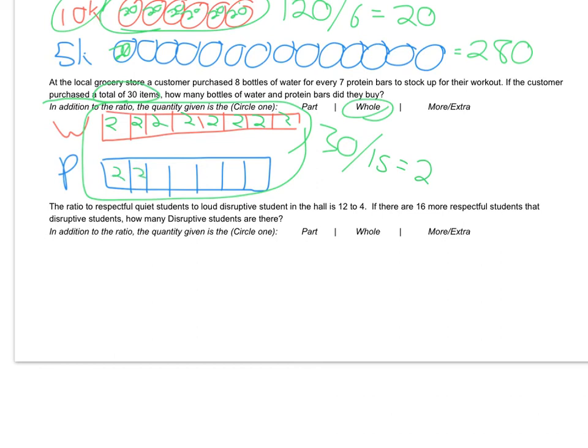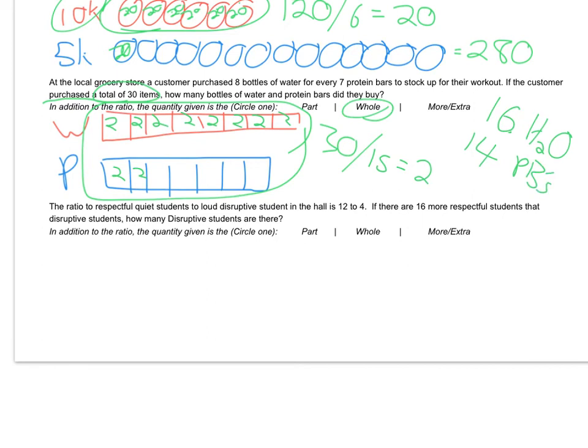So we would have 2 times 8 water, so there would be 18 water, and 14, oh sorry, 18, 16, that's bad multiplication there. 2 times 8 is 16, so 16 bottles of water and 14 protein bars.